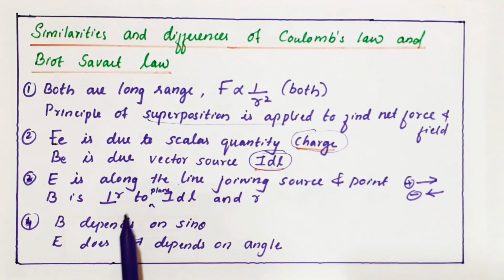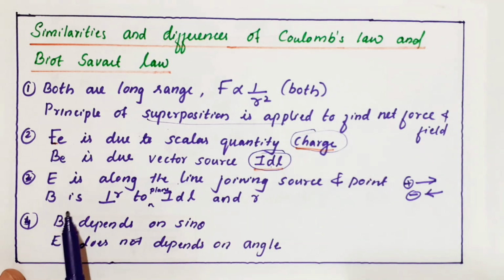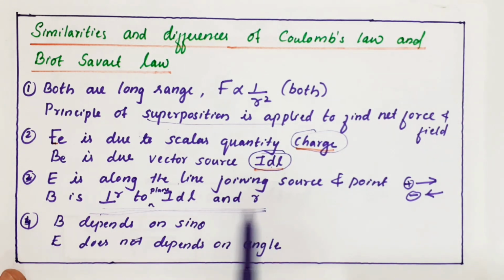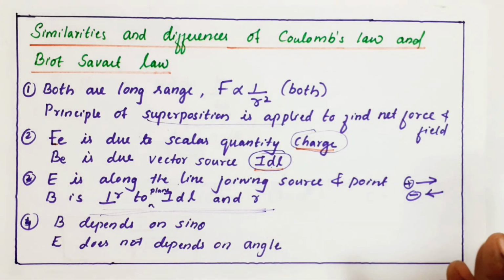So I can tell that electric field is along the line joining source and point, whereas magnetic field is perpendicular to the plane of I dL and R. In Biot-Savart's law, I showed a cross mark. It means that it is not lying in the plane of the paper; it is lying perpendicular to that.